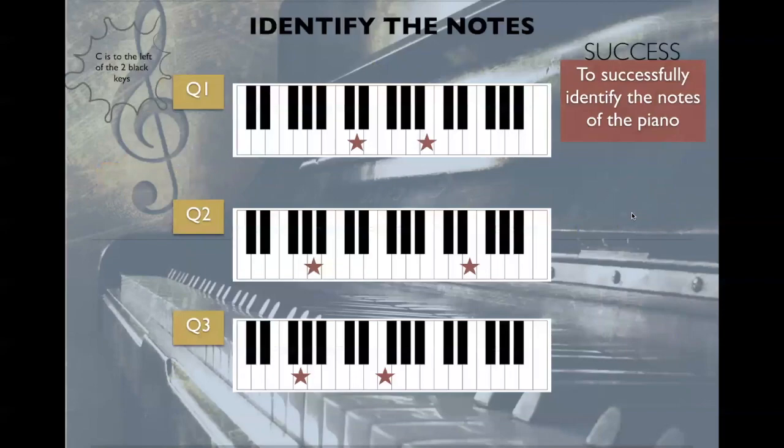So, remember, little tip, C is to the left of the two black keys. Two black keys, two black keys, two black keys, okay? Once you know that, count up the musical alphabet. I want you to work out what each one of these notes are, okay? There's going to be two notes for each one of these. Question one, two notes to identify. Question two, two. Question three, two notes as well. Pause the video and we will go for the answers. And once again, for this success criteria, we are successfully identifying the notes of the piano. Alrighty, pause the video and we'll go to the answers after.